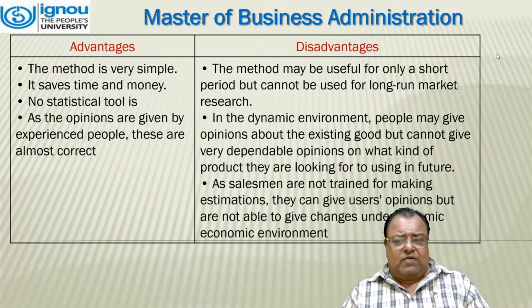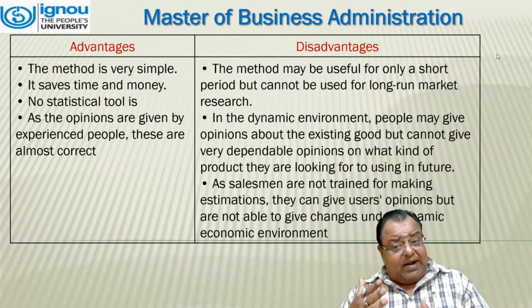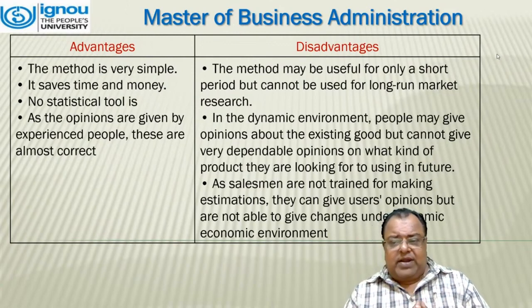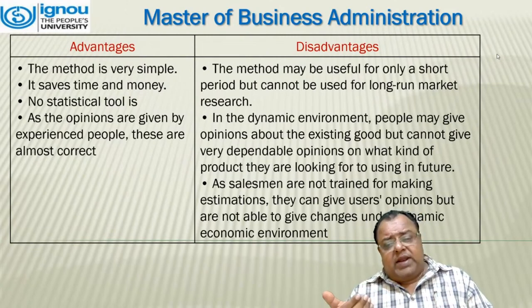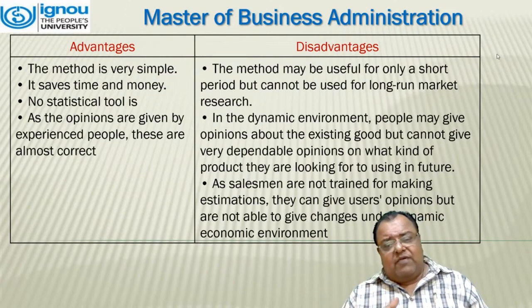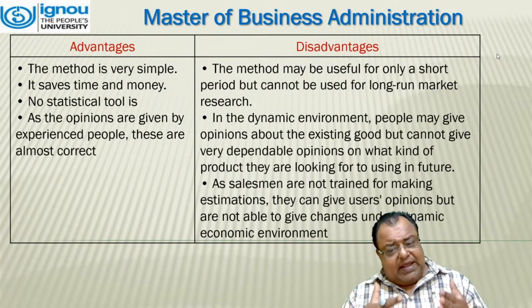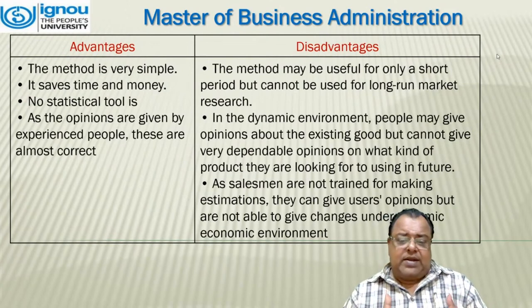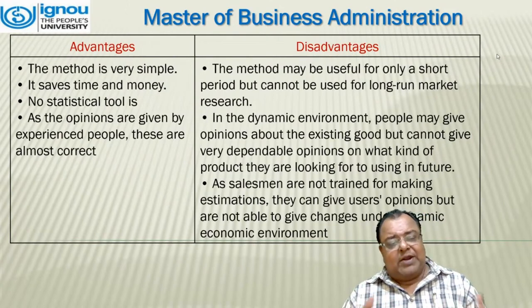This method may be useful for only a short period, but cannot be used for long-run market research. In a dynamic environment, people may give opinions about the existing good, but cannot give a very dependable opinion on what kind of product they are looking for in the future. As salesmen are not trained for making estimations, they can give the user's opinion, but are not able to judge changes in the dynamic economic environment.